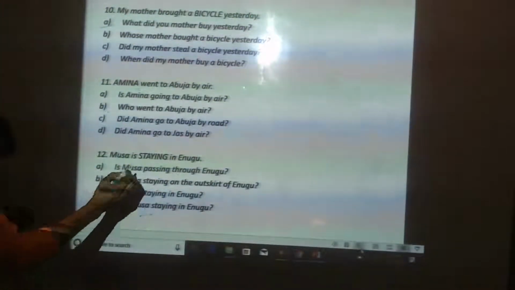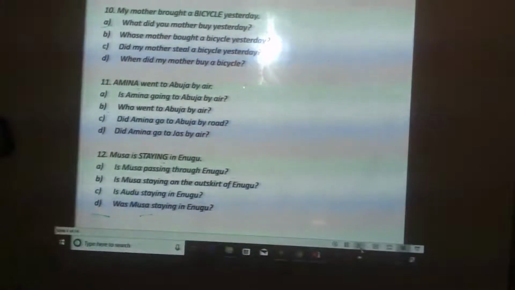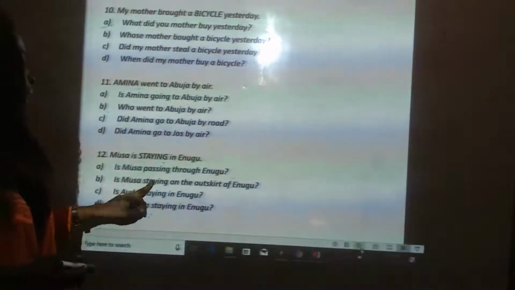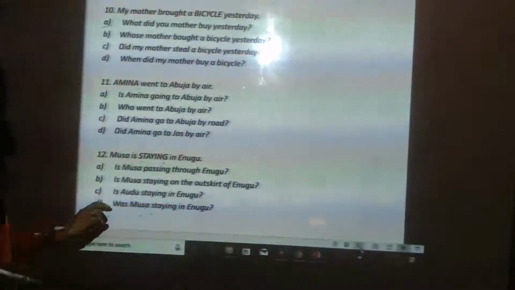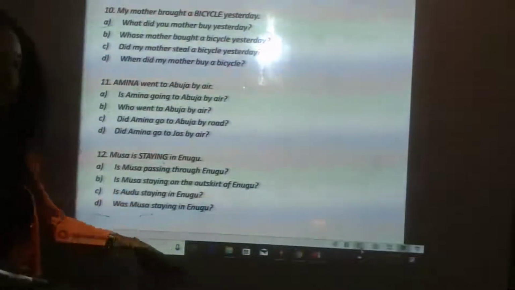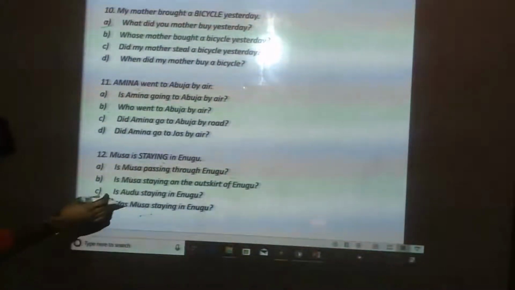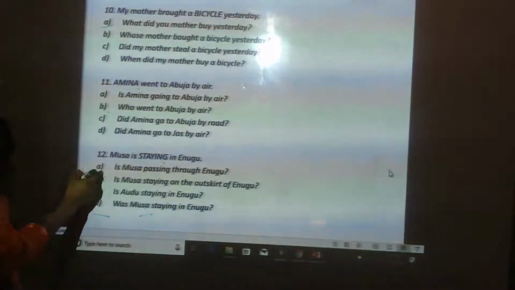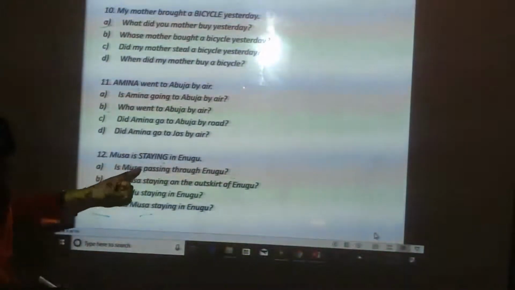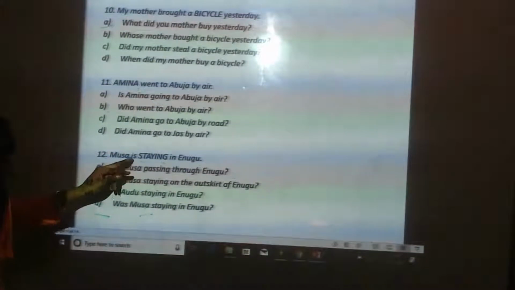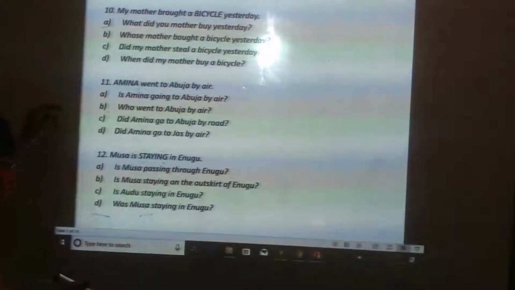Number 12, we have Musa is staying in Enugu. And the emphasized word is on staying. A, is Musa passing through Enugu? B, is Musa staying on the outskirts of Enugu? C, is Musa staying in Enugu? D, was Musa staying in Enugu? If you look at the sentences, all of them are barely staying, except option A, which is our answer because it answers the question staying, which has the emphasized word. Is Musa passing through Enugu? No, Musa is staying in Enugu.